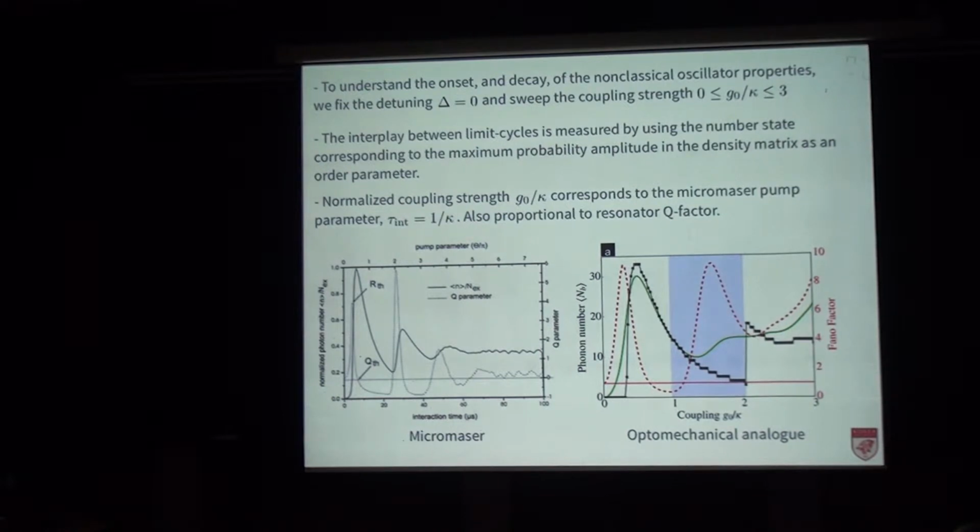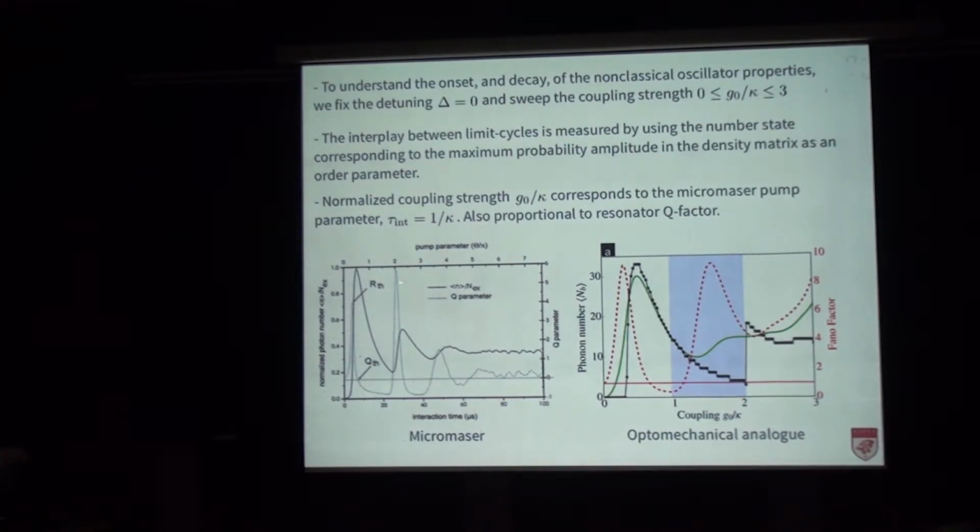So here I've plotted two different pictures. This is the standard micromaser. This black line here is their version of this order parameter. So it starts near 0 and then rapidly rises. This represents something like a threshold in standard laser physics, and then it eventually reaches a maximum, comes back down, and undergoes these oscillations.